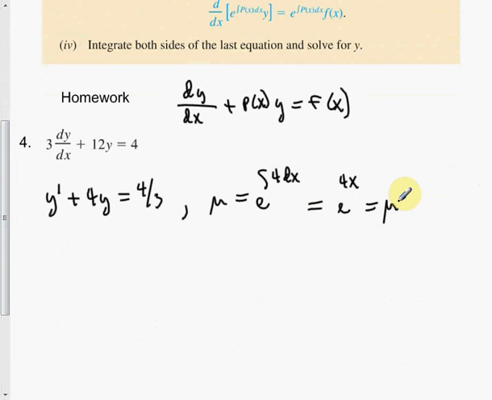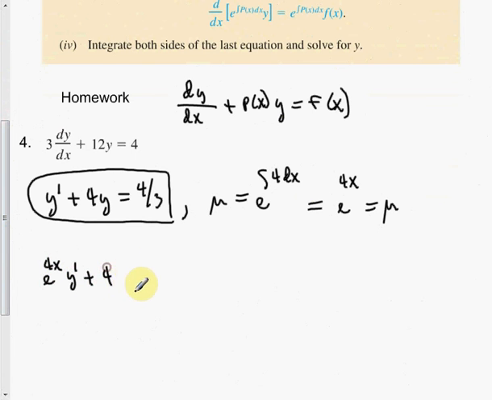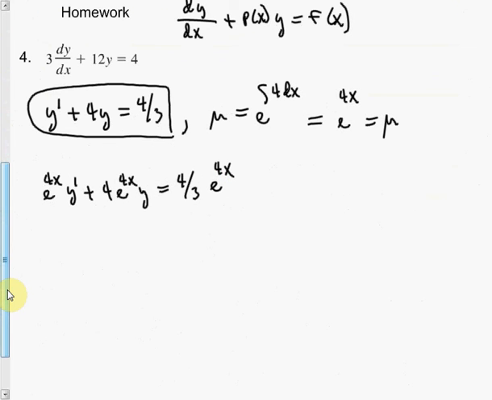So once I get mu, I'm going to multiply this equation, everything here, by that integrating factor, e to the 4x. So what I get here is e to the 4x times y prime plus 4 times e to the 4x times y is equal to 4/3 times e to the 4x. Now, the good thing about all we've done is that all the pieces of the puzzle are spread out.